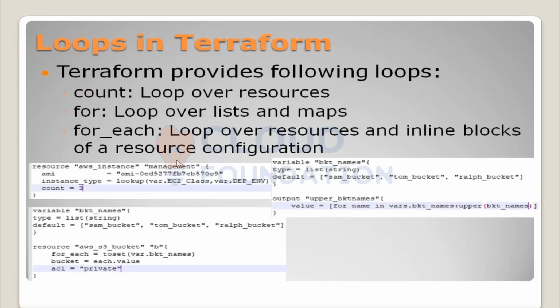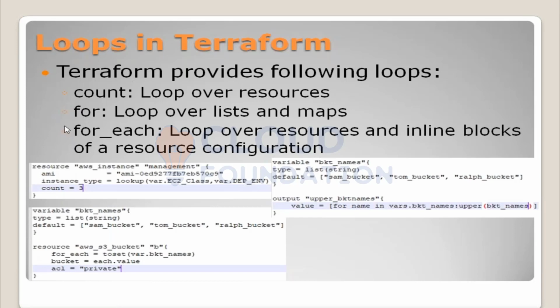That's for each. So three types we have seen. Is it clear, Anand? We have count, for, and for each. Count is exactly the same resource repeated multiple times. For is where you loop over a list of values and create another list using a function. Let's say you loop over a list of lowercase usernames, and you output a list which has all uppercase usernames, those kinds of things.